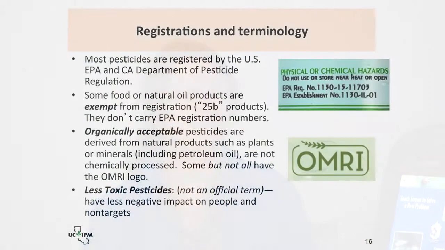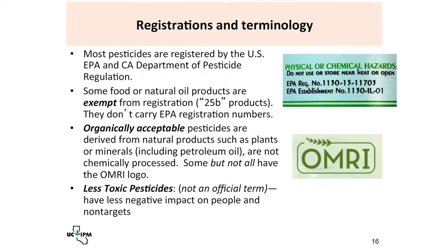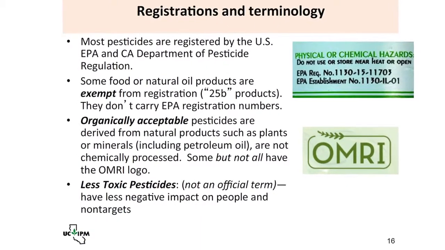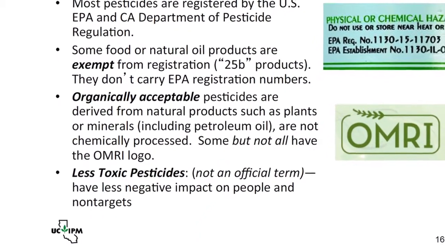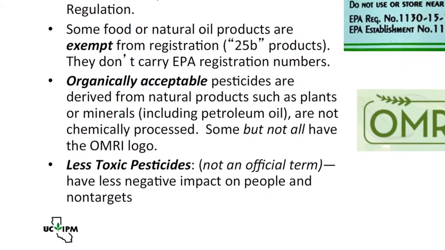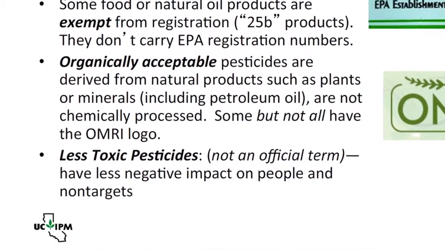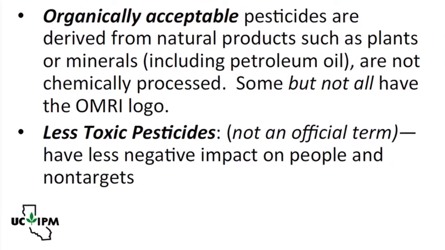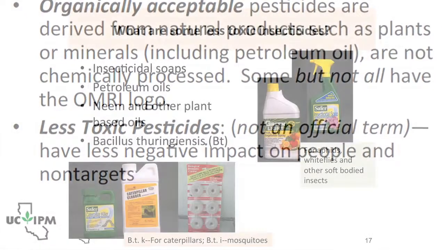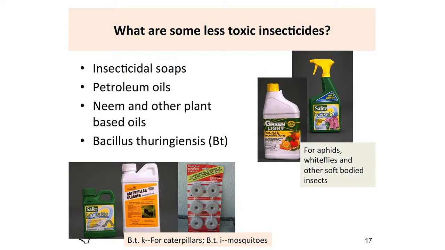So just because it's natural doesn't mean it's totally safe. And then there's this other category called less toxic pesticides. It's not an official term. It's something that we've used in the university and has been used by our water world up in Northern California. But it's sort of something where we've been trying to promote the products that have the least impact. And you have on one of your little cards, there's a least toxic insecticide used.